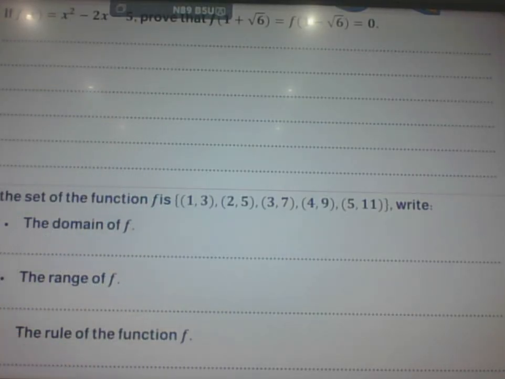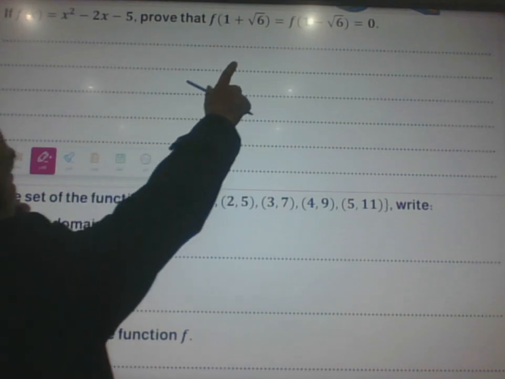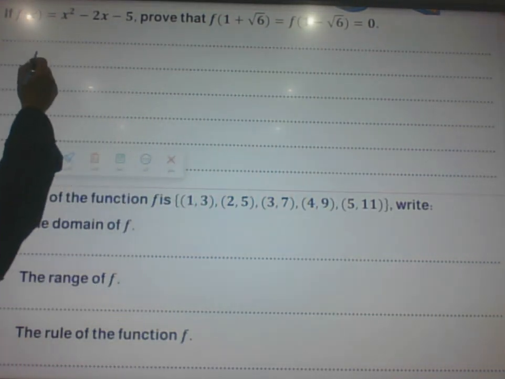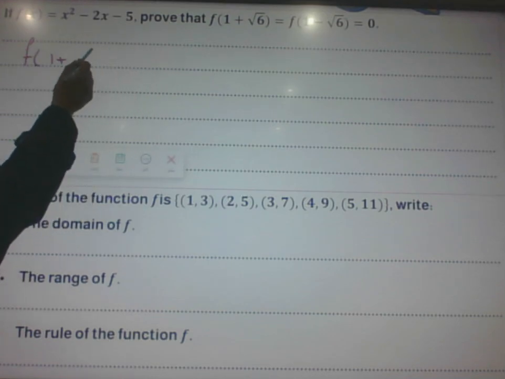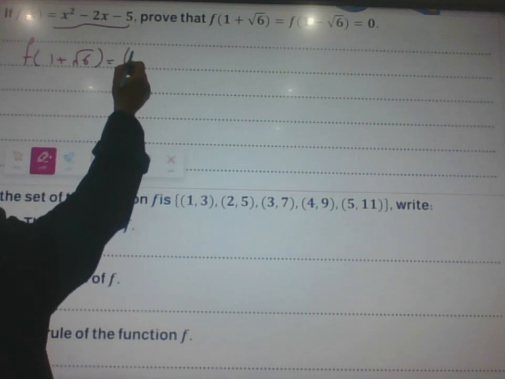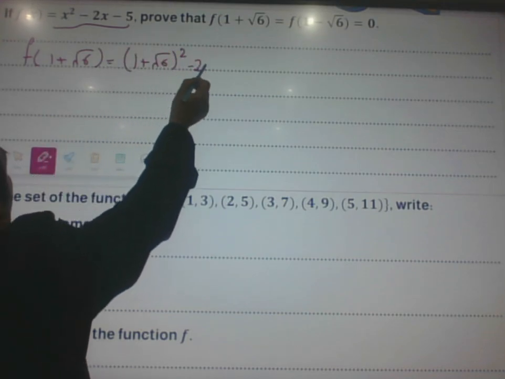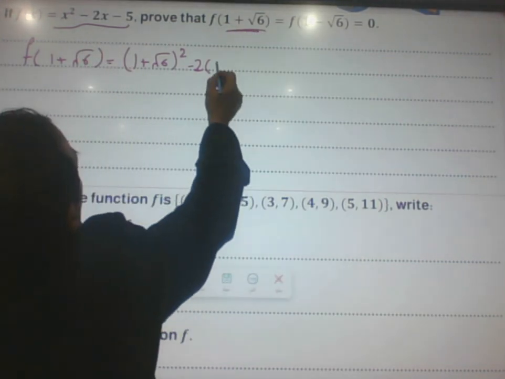Students, listen to me about this example here. You want to prove that in this example f of 1 plus root 6 equals f of 1 subtract root 6. First, I will put here the function with the value of x equal 1 plus root 6. We can put the value of x equal 1 plus root 6: 1 plus root 6 whole power 2 subtract 2 product by the value of x, here equal 1 plus root 6.